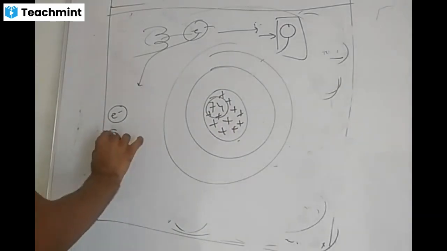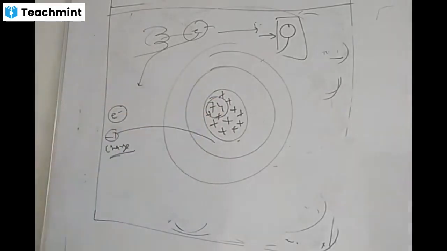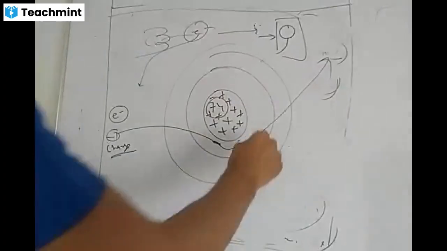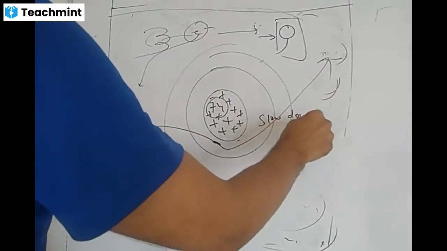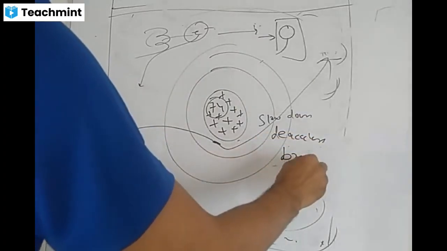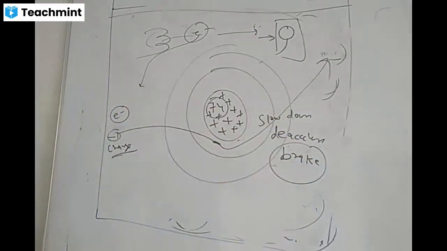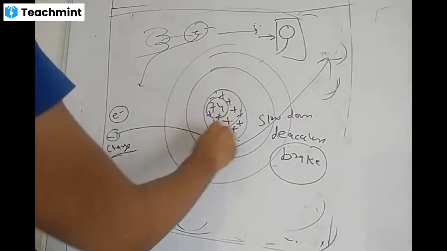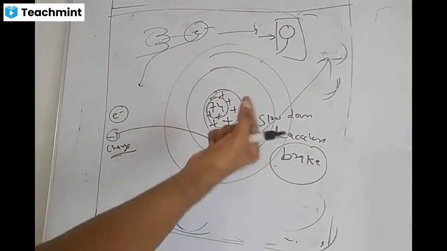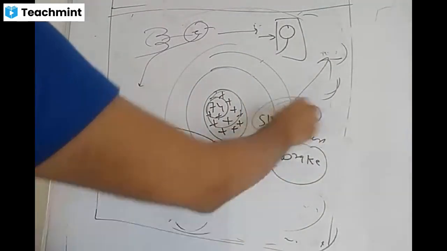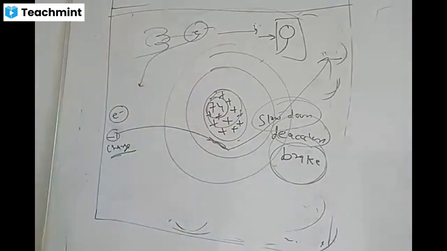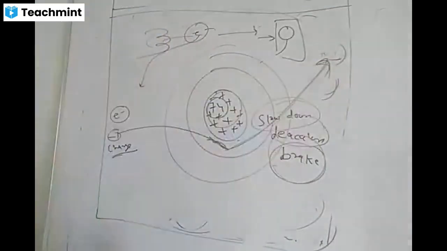So when the -1 comes near to plus 74, it will slow down, deaccelerate. It will be attracted, it will slow down. We use the term deaccelerate and we use the term brake. Brake means we apply brake. Who applies brake? This nucleus will apply brake. Because of applying brake, this small -1 charge will slow down, deaccelerate, brake, and when it comes near to the nucleus, it will bend like this.